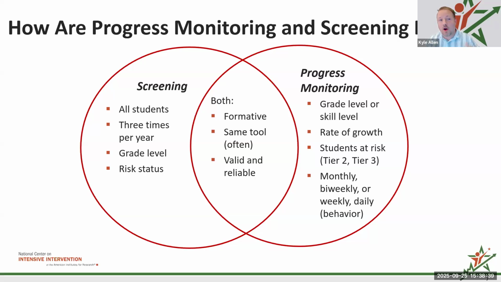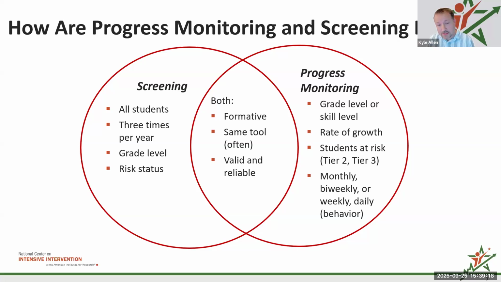So yeah, when we think about progress monitoring and screening, so again, thank you for the person who asked. Screening is what happens with all students, right? Three times per year is generally the suggestion around that. It happens at grade level and really is designed to help us determine overall risk status, much like when you go to the doctor for an annual checkup, right? The whole idea is that screening as well as progress monitoring, so you can see the components of progress monitoring on the right side of the slide, both of these are considered formative assessments.